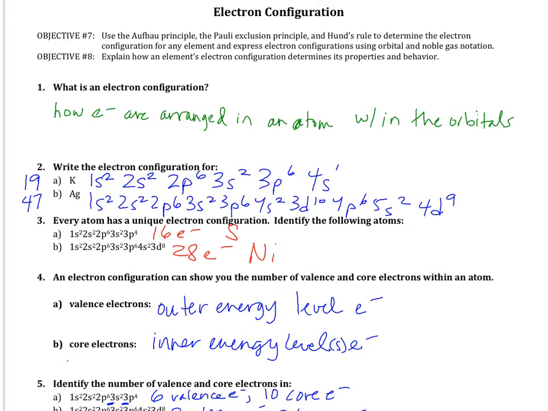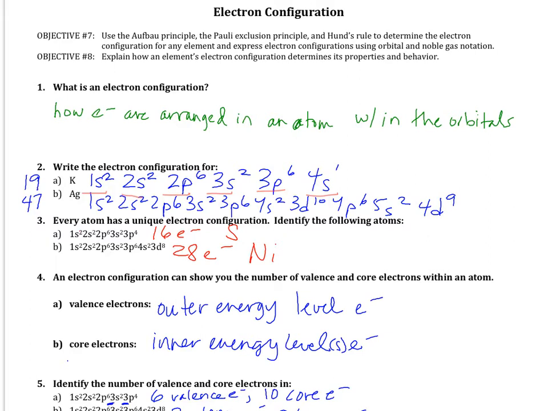As a review, if I were to write the electron configuration for potassium, I would see that potassium has 19 electrons, and using my energy level diagram, I would come up with an electron configuration that looks like this: 1s2, 2s2, 2p6, 3s2, 3p6, 4s1. You may want to pause the video now and see if you can determine the electron configuration for silver.